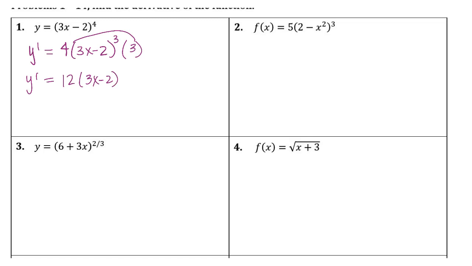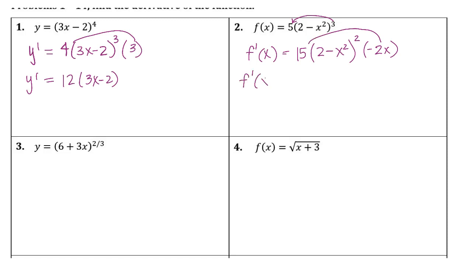Number 2, again, same process. We need to do the derivative of the outside. And since that 5 is already there, we're just going to multiply those two together. So we're going to have 15 times 2 minus x squared, all squared, times the derivative of the inside, which is negative 2x. And again, you would probably see as an answer choice those two multiplied together. So that would give us negative 30x times 2 minus x squared, all squared.